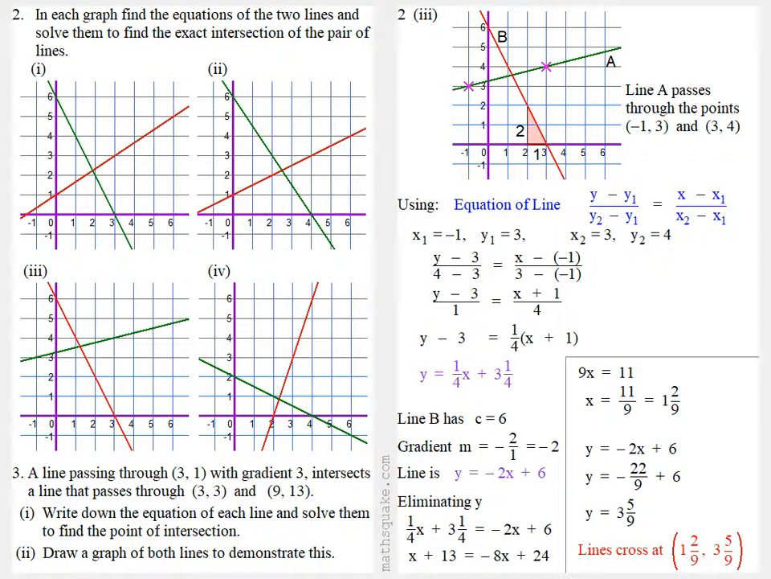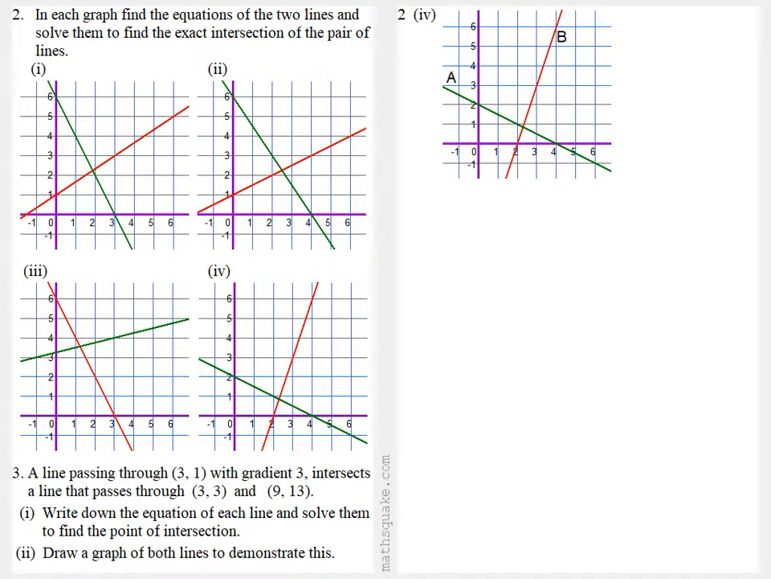In 2 part 4, we see that the line A crosses the y-axis at 2, so the y-intercept c is equal to 2. If we draw a triangle under the line A, we see the height is 1 and the base is 2, but the line is sloping down, so the gradient is minus the height over the base. m is equal to minus 1 over 2. So the equation is y equals minus a half x plus 2.